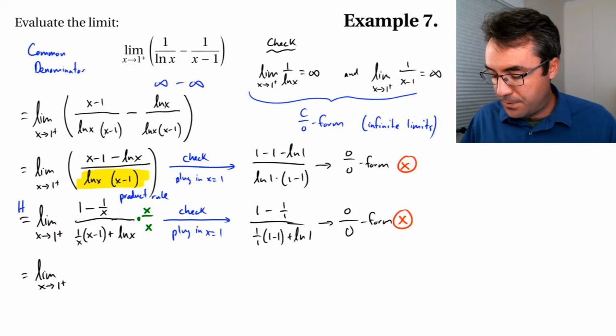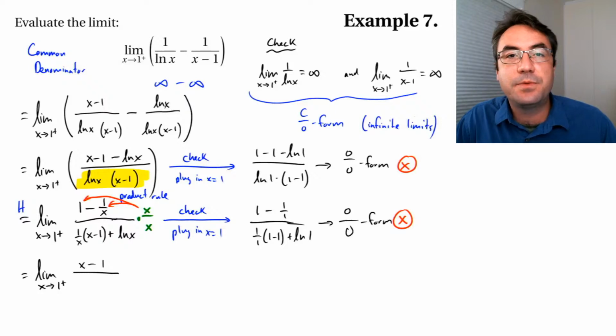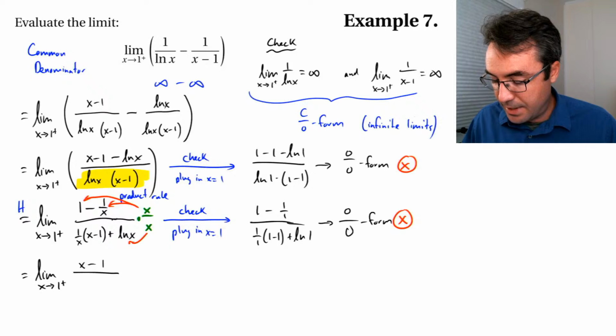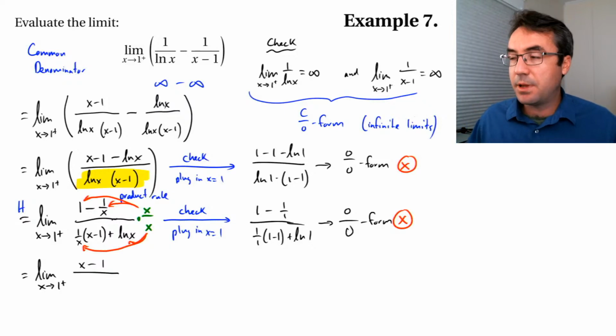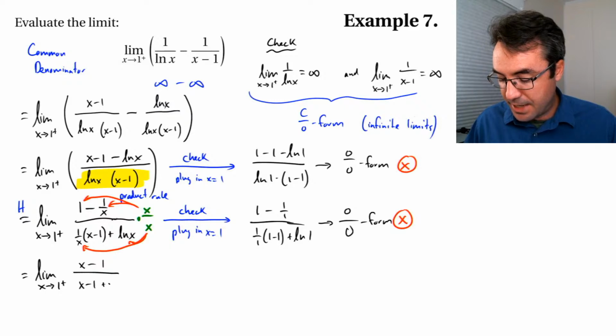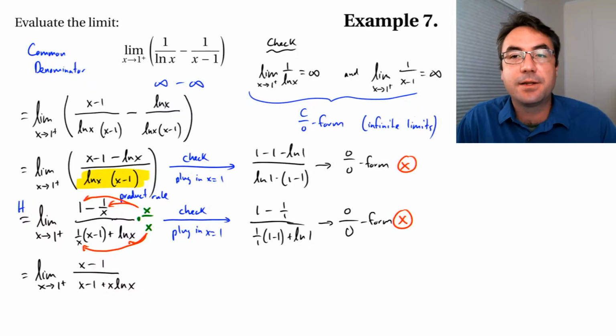So if I distribute the x into the numerator, I'm going to end up with x minus 1. And then if I distribute that x into the denominator, I'm going to put it on the natural log x, and then I'm going to put it onto that first term. And so when I multiply it into the denominator there, I get x minus 1 plus x times natural log x. So we've simplified it down a little bit.